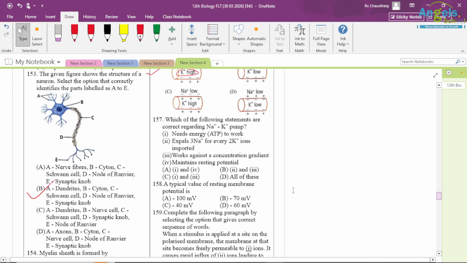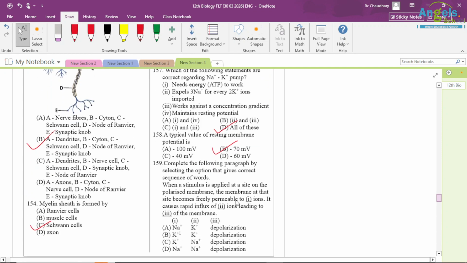Which of the following statements are correct regarding the Na+ K+ pump? Okay, it needs energy, expels 3 Na+ outside and takes 2 K+ inside, works against the concentration gradient and maintains the resting potential. So all of these are correct. A typical value of resting membrane potential is minus 70 millivolts.